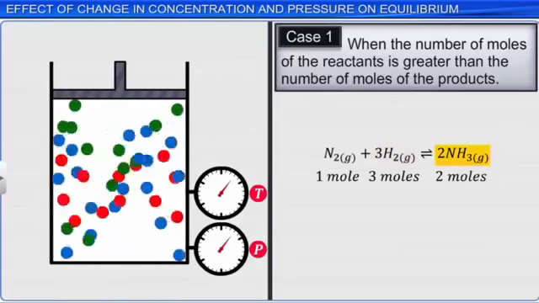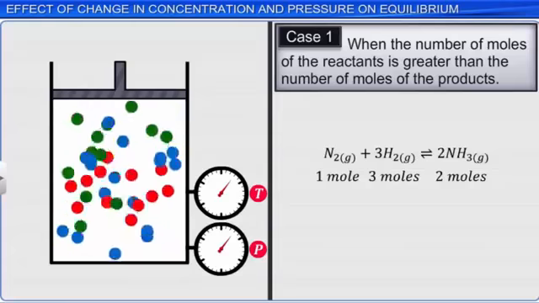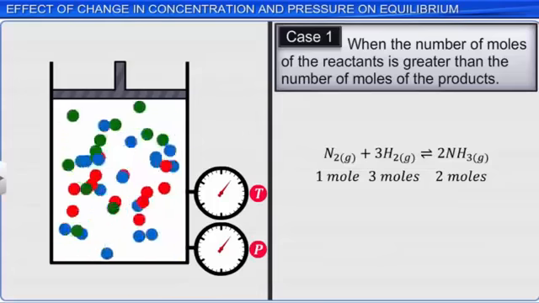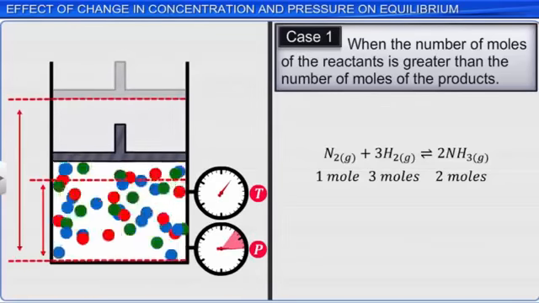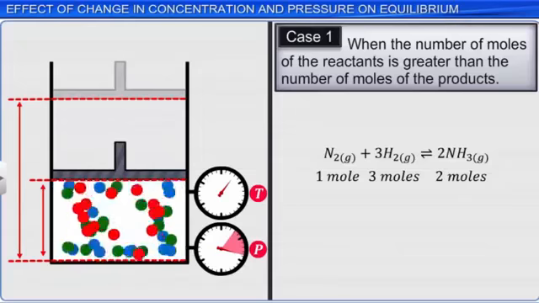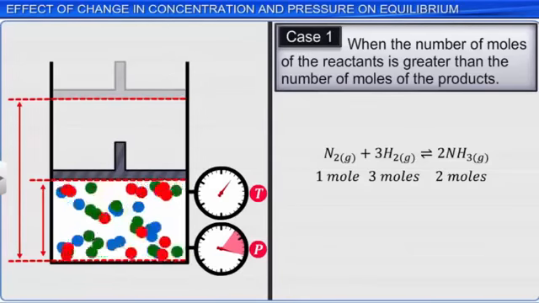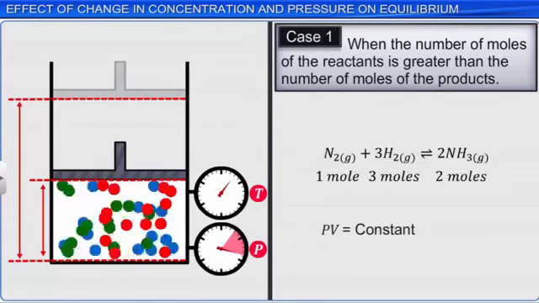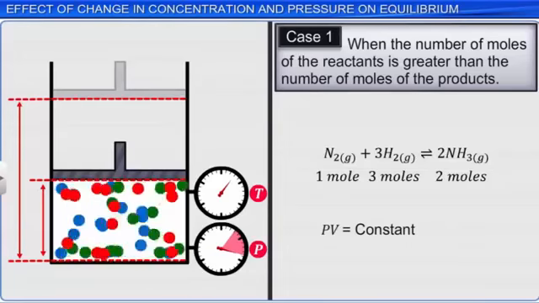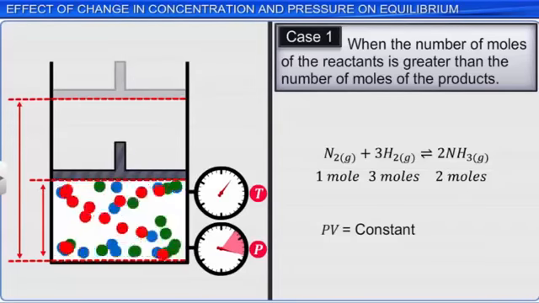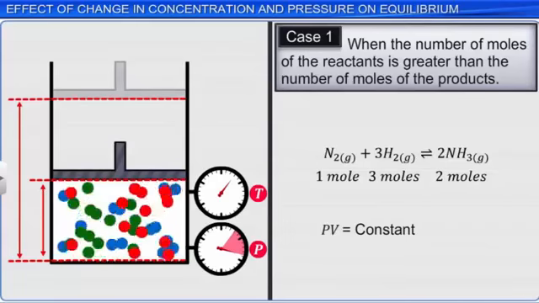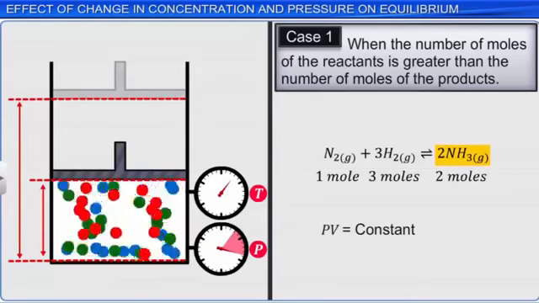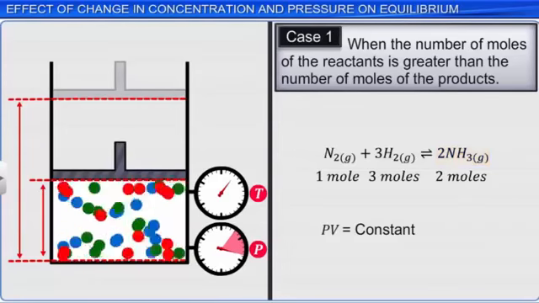Suppose the equilibrium mixture is kept in a cylinder fitted with a piston at constant temperature and is compressed to 1/2 of its original volume. As the volume decreases to half, the pressure will be doubled according to the equation PV = constant. As the pressure is doubled, according to Le Chatelier's principle, the equilibrium shifts in the direction of decrease in pressure, or the number of moles of the gas. So, in this case, the reaction proceeds towards the formation of the product, ammonia.